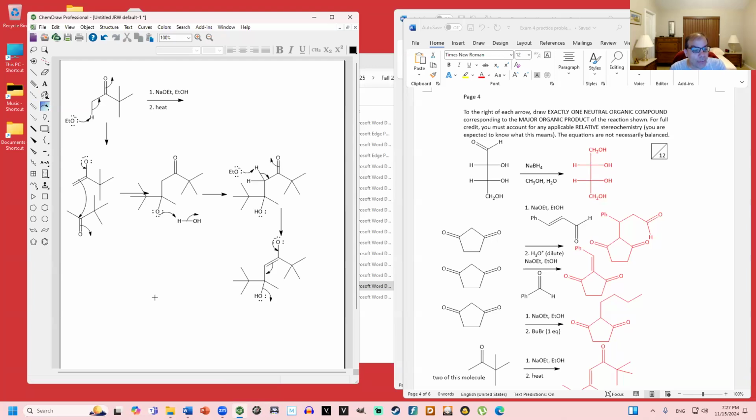And now let me just think what the stereochemistry is going to be. I think these two tert-butyl groups are going to want to be as far apart from one another as possible. So I think those two groups will be trans, or E, if you will.